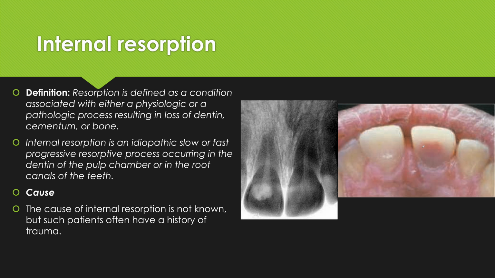It is also referred to as pink tooth. As you can see here, this area of the tooth has turned pink because of the internal resorption. This is an x-ray of the same tooth, and here you can see the pulp chamber has increased in size. This is the normal pulp chamber here, but here it has been increased in size because of the internal resorption.